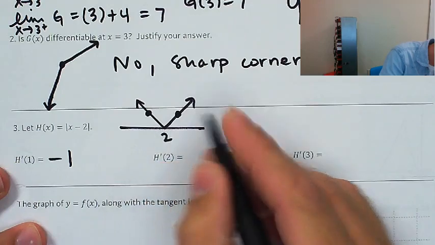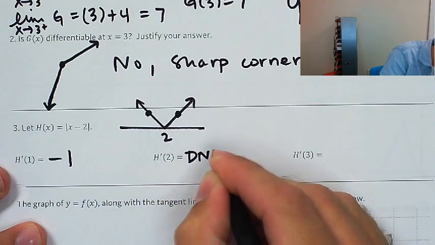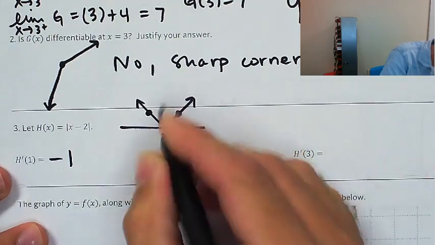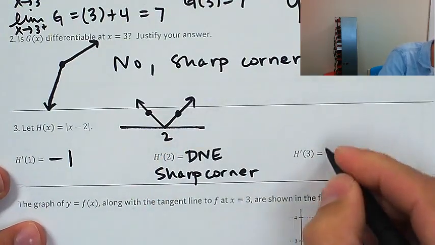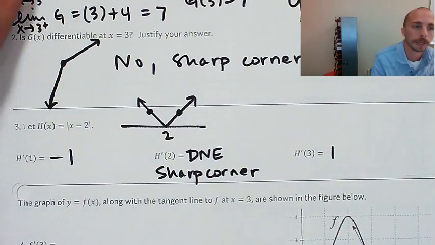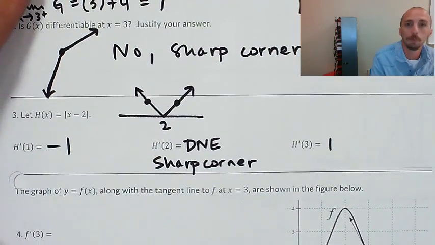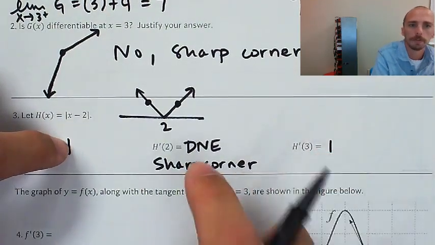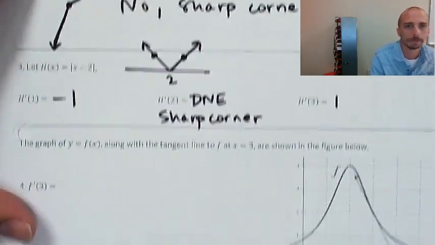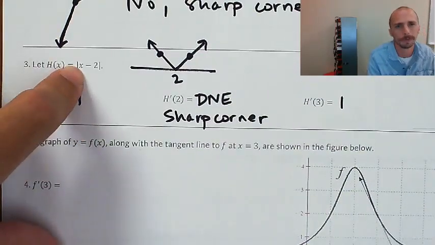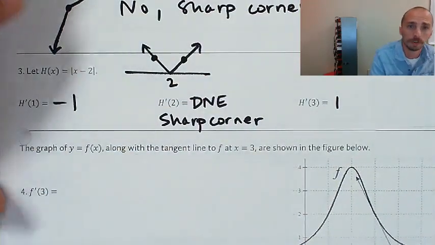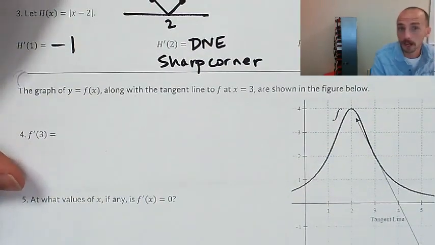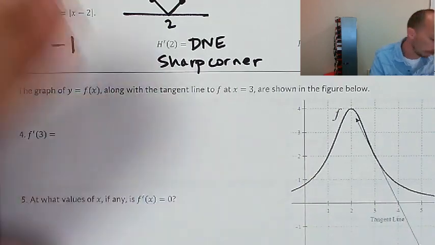h prime of 2 is not going to exist because of the sharp corner. And then h prime of 3 over here, well, that's a positive slope. That's going to be positive 1. Okay. And I think that when we're grading this, we're going to give credit for negative, positive, DNE. Because some people didn't know that they were supposed to know that the slope of this was negative 1 and 1, or just didn't know, and I'm realizing I don't necessarily expect you to. After today, or after you get this quiz back, I do expect you to know.